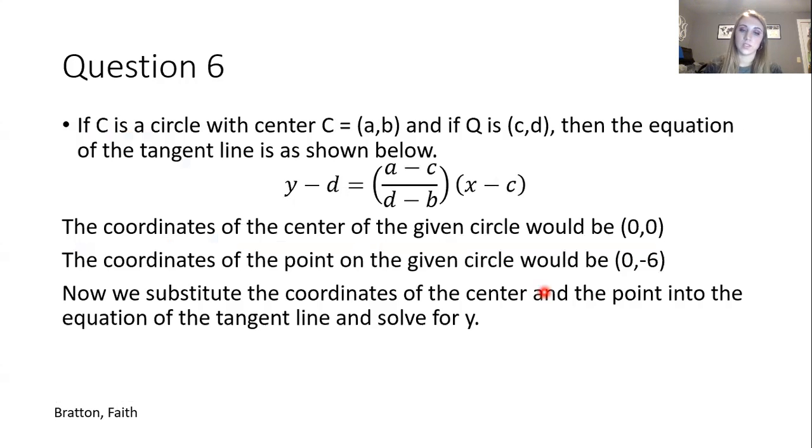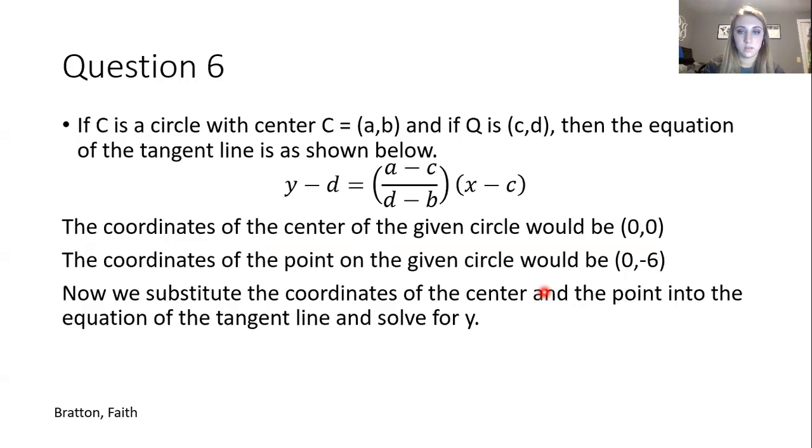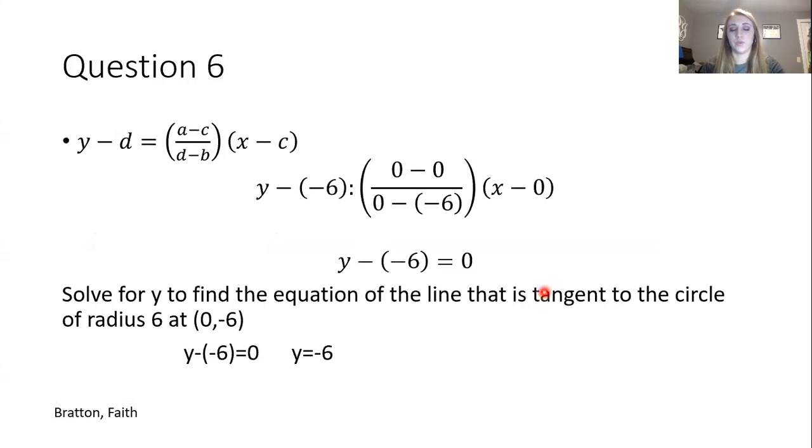Now we substitute the coordinates of the center and the point into the equation of the tangent line and solve for y. So we plug in what we had, which was (0, 0) and (0, negative 6). So we plug those in, we get y minus negative 6 equals 0. So when we solve for y and define the equation of the line that is tangent to the circle of radius 6 at (0, negative 6), we get y minus negative 6 equals 0, which was right here. And so we get y minus negative 6.